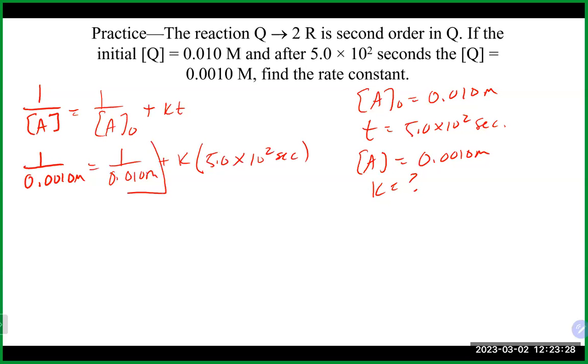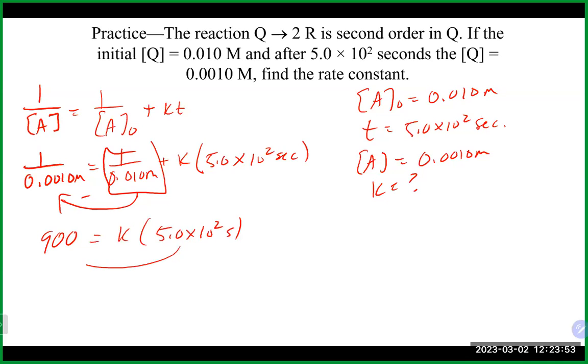So mathematically, in this case, I'm going to take this and subtract it to the other side. So we're going to do a 1 divided by 0.001. We're then going to subtract it from 1 divided by 0.01. And that looks like we end up with like 900 on this side, is equal to K times 5 times 10 to the 2 seconds. We're then going to divide that to the other side, and we'll end up with a 1.8 in terms of our K.